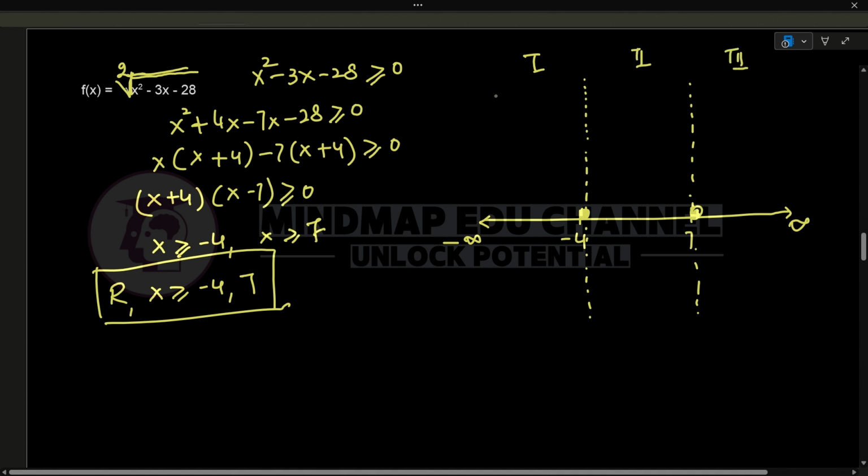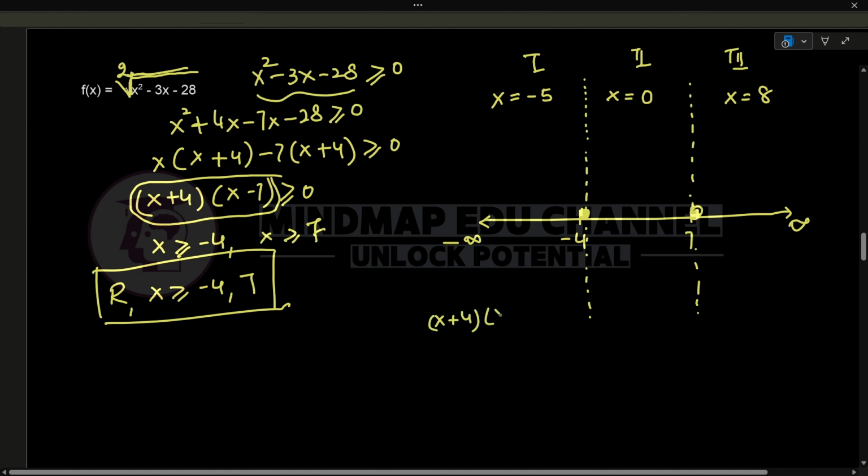Now, take any value for x between minus infinity and -4, between this. So let's take -5. In the same way, select any number in the section between -4 and 7. Let's take 0, and let's take 8 here. Okay. Now, substitute these values in the given expression. For easier calculation, just take the factored form, x + 4 and x - 7.